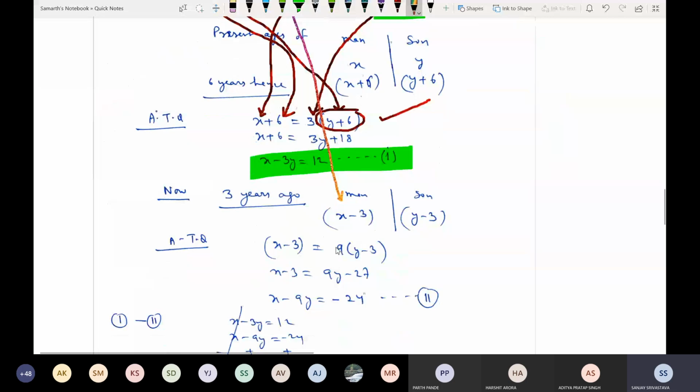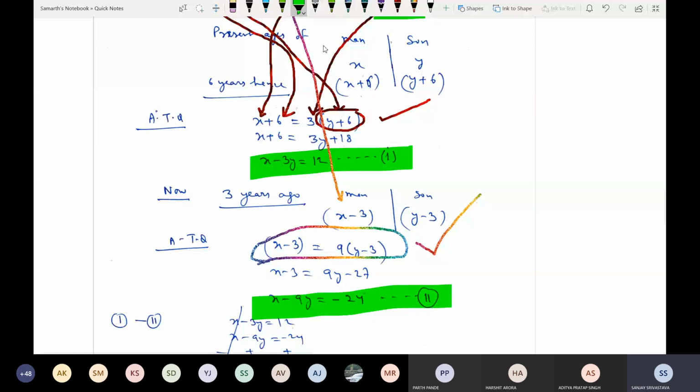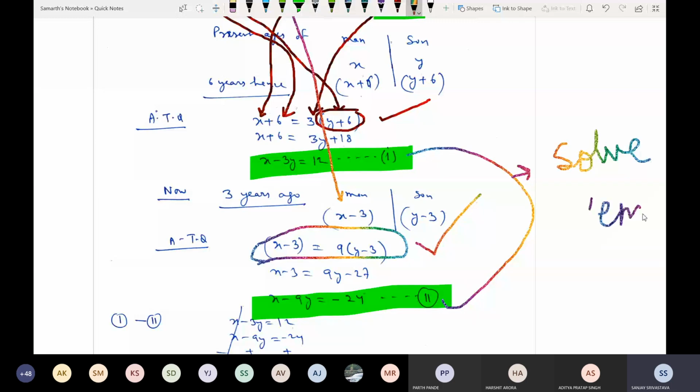So we have got the first equation. And what was the first equation? x minus 3y is equal to 12. And what is the second equation? x minus 9y is equal to minus 24. So what I have done, I have just subtracted equation number 2 from equation number 1.